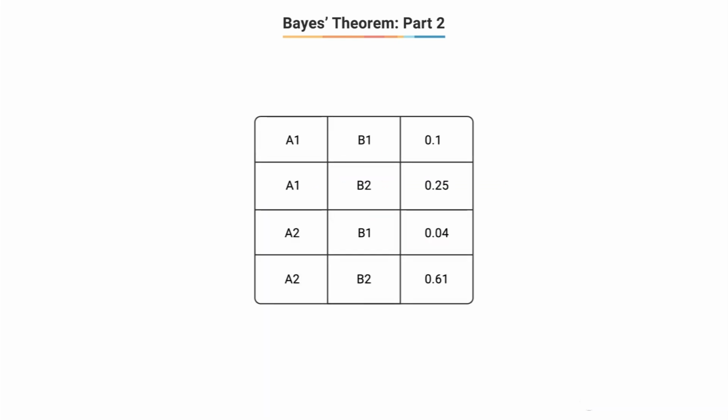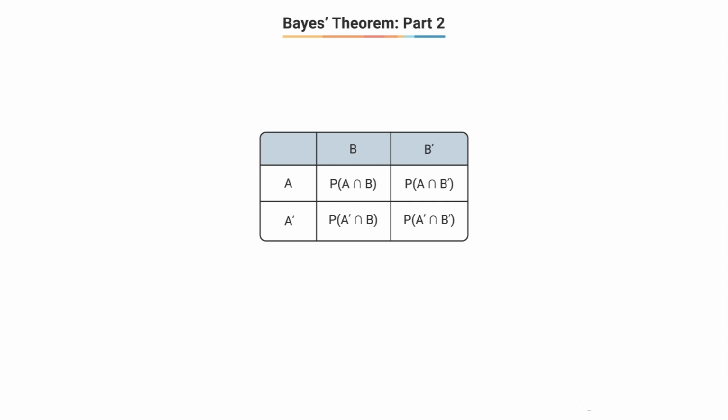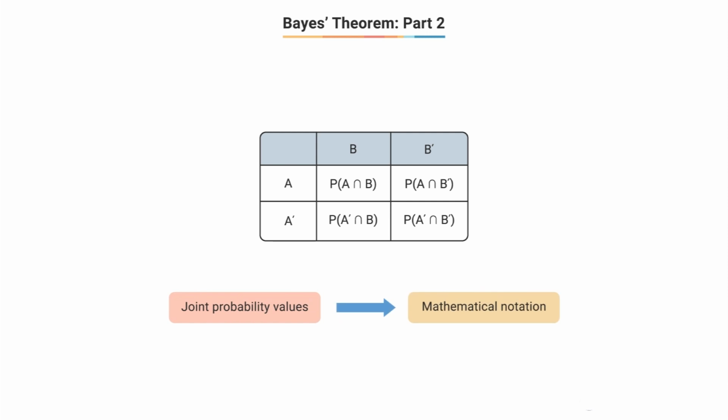Remember the joint probability table, but this time let us put everything in terms of A and B. For example, as we can see here in the table, probability of A equals P(A intersection B) plus P(A intersection B'). Similarly, probability of A' equals probability of A' intersection B plus probability of A' intersection B'. Let us not be overwhelmed looking at this table. We have just replaced all the joint probability values with their mathematical notation.